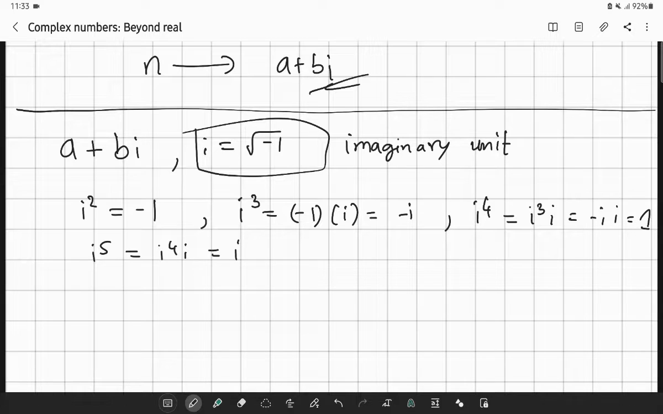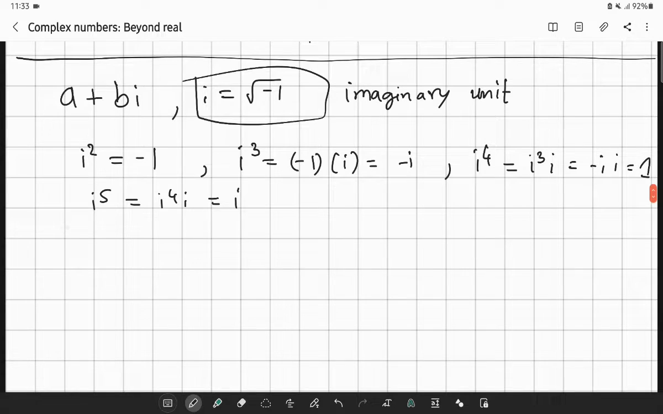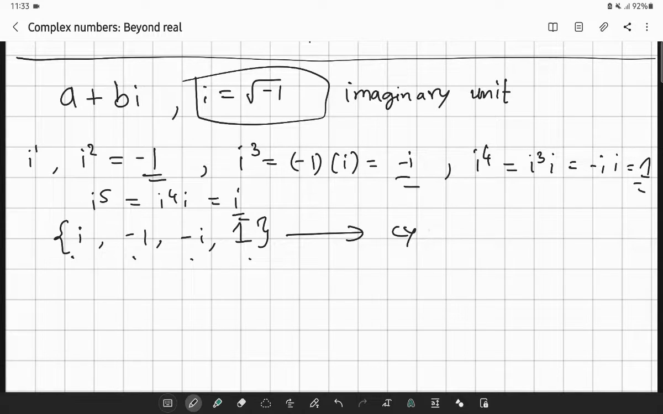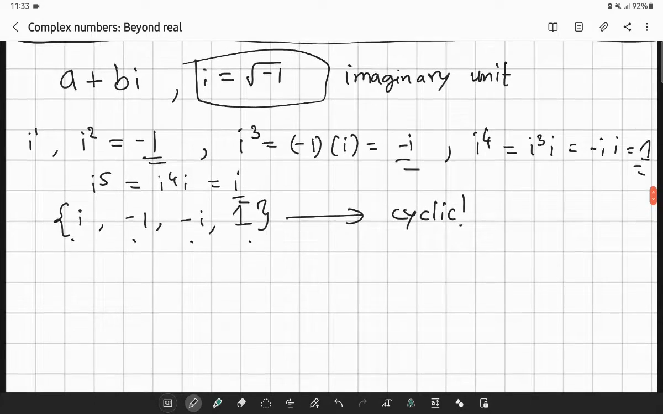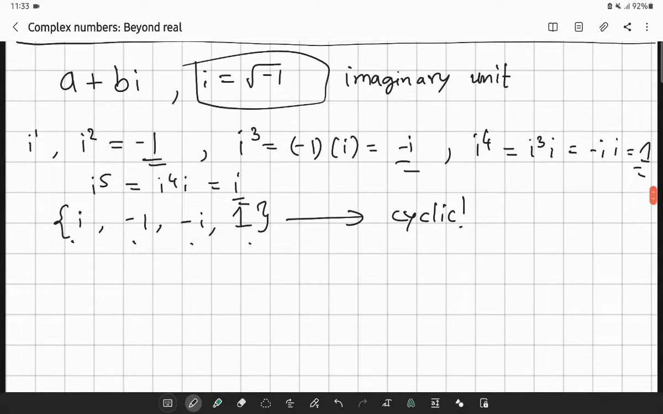So I can see a pattern here. I start with i raised to 1 is i, and then I have -1, and then -i, and then 1, and then i again. So this pattern of 4 numbers is repeating: i, -1, -i, and 1. This is a pattern of the complex unit i, and it is useful for operations with complex numbers.